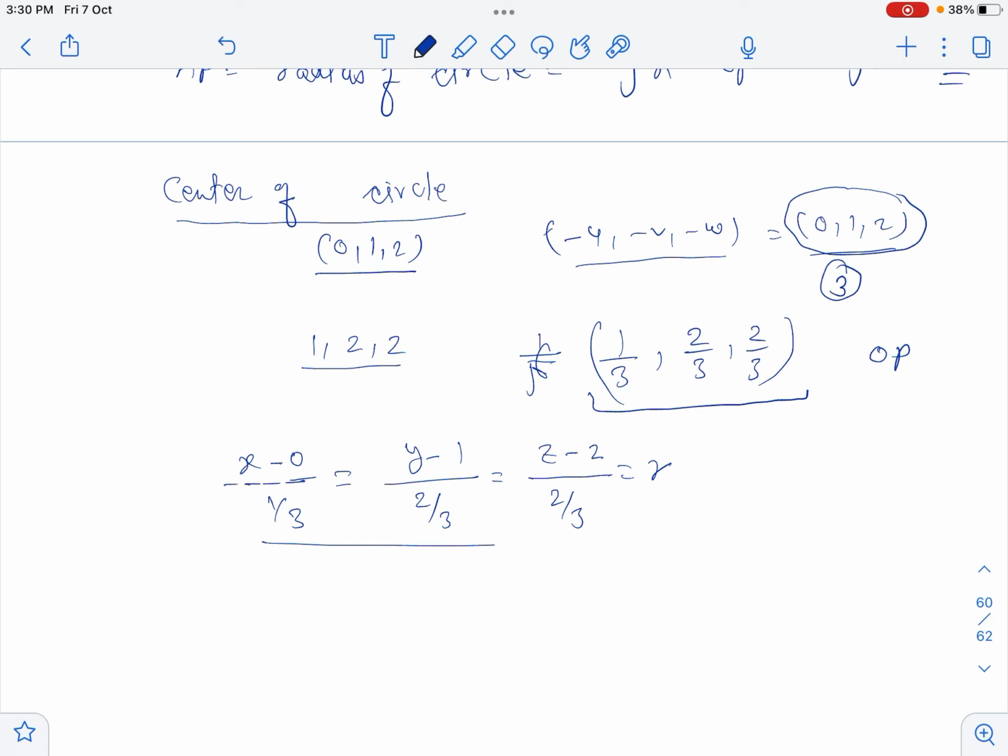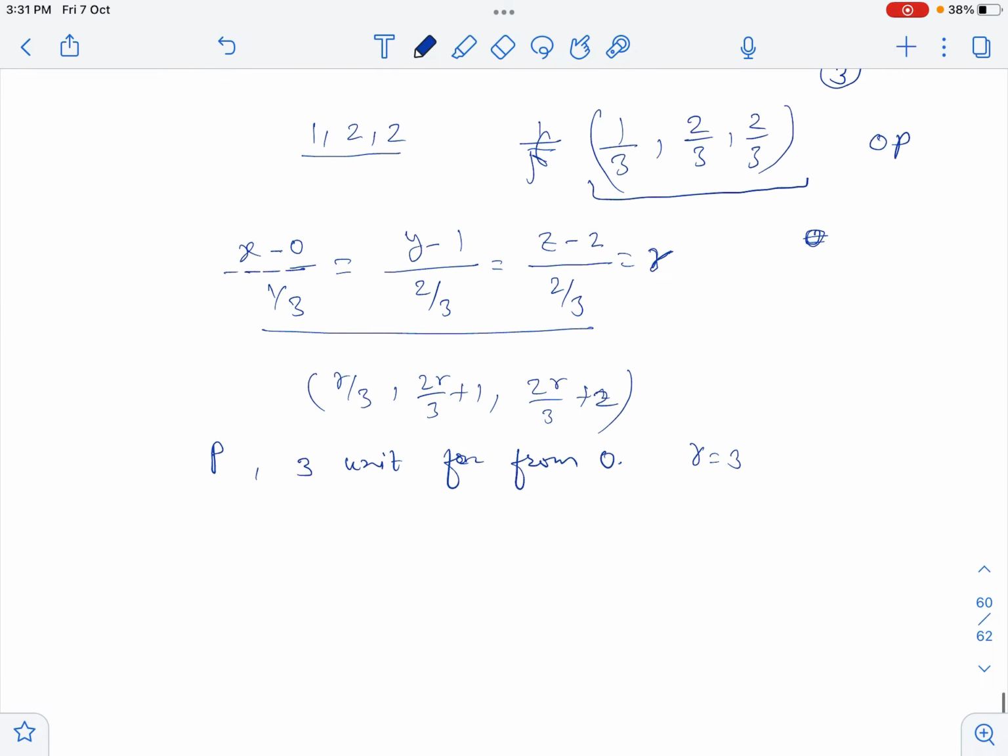So the points on this line can be written as r by 3, 2r by 3 plus 1 and 2r by 3 plus 2. Here r is the distance from this point O. So we need to find the coordinate of point P, and P is 3 units far from O. So what is the value of r? r is equal to 3.